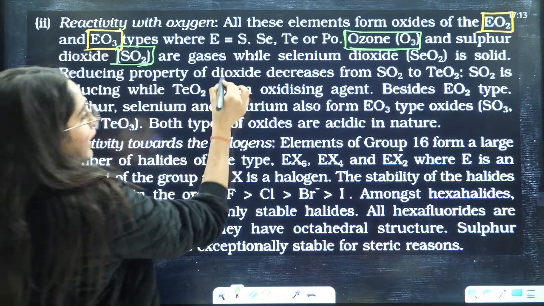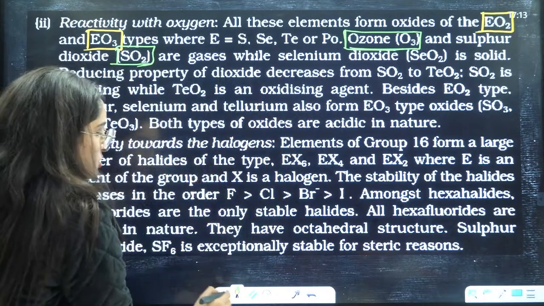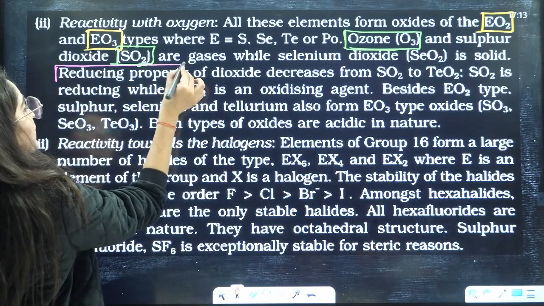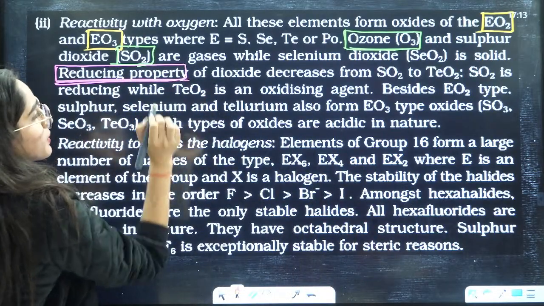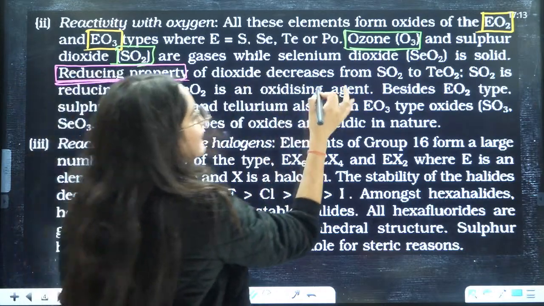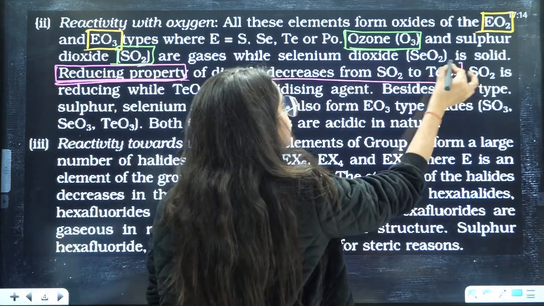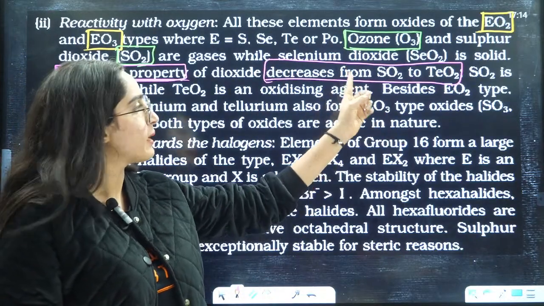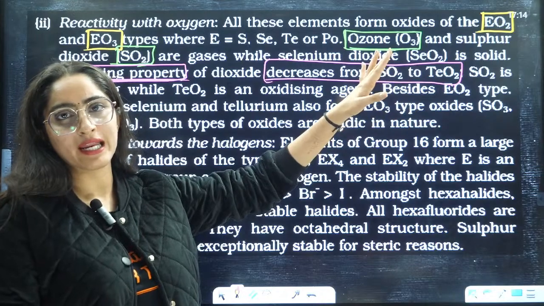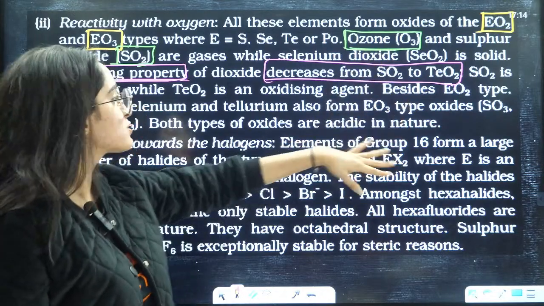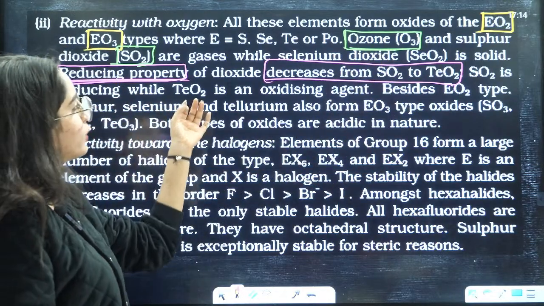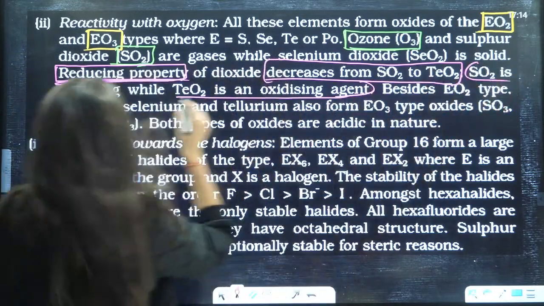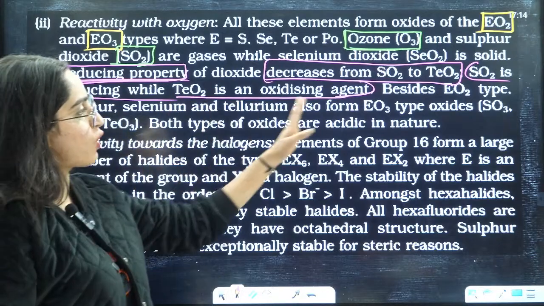Now this is important and this has also been asked: the reducing property of dioxides decreases from SO2 to TeO2, right? So it will decrease here from sulfur to tellurium. SO2 is reducing in nature while TeO2 is oxidizing in nature, right?